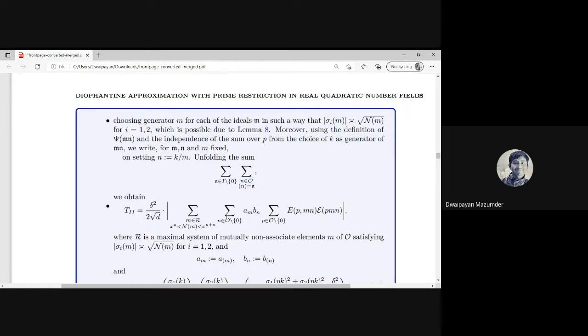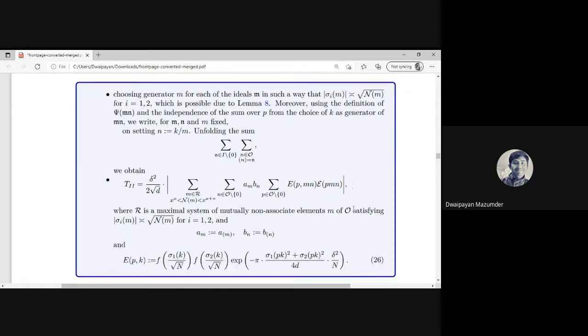So what happens if there is any unit occurring here, we will shift this unit to the n part, because you observe this second sum is running over all ideals taking this n. So the unit we can throw into that part. So only this m actually depends on the maximum system of mutually non-associated elements of m. So they are not associated mutually. If you take m1, m2, there is no unit u such that you can write m1 equal to u m2, and also norm of m is in the range. Okay, so taking this one, our type 2 sum becomes like that.